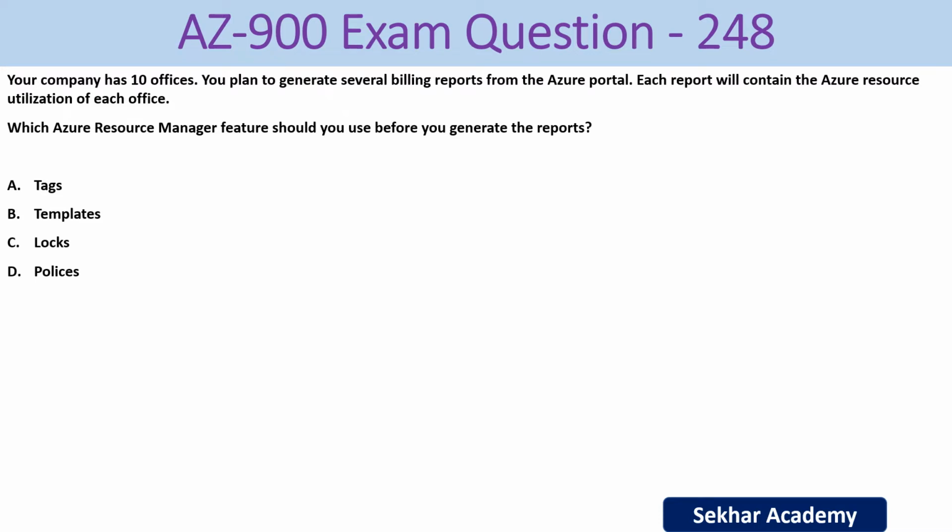Question number 248. Your company has 10 offices. You plan to generate several billing reports from the Azure portal. Each report will contain the Azure resource utilization of each office. So which Azure Resource Manager feature should you use before you generate the reports? The options we have: A. Tags, B. Templates, C. Logs, and D. Policies. The right answer is here tags, right?